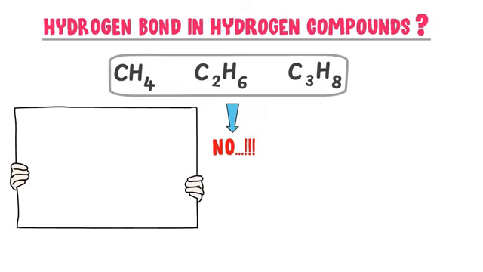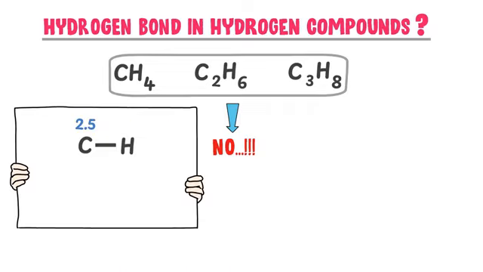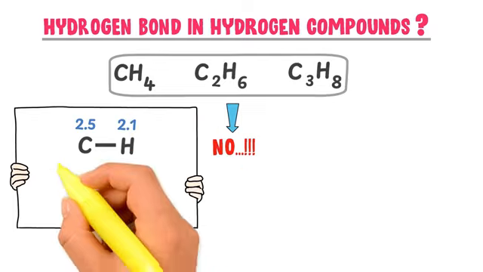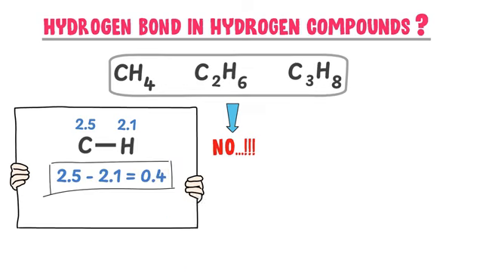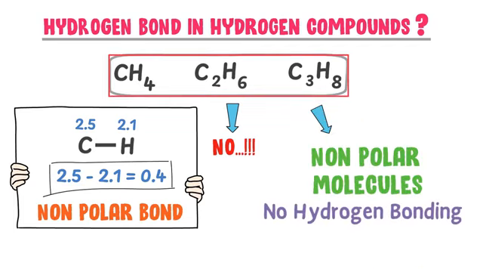For instance, we should calculate the polarity of carbon and hydrogen bond. The electronegativity of carbon is 2.5 and the electronegativity of hydrogen atom is 2.1. When we calculate the electronegativity difference between these two atoms, we get 0.4. It is a very small difference. The bond between carbon and hydrogen is non-polar. So all these molecules are non-polar and hydrogen bond doesn't exist in these compounds.